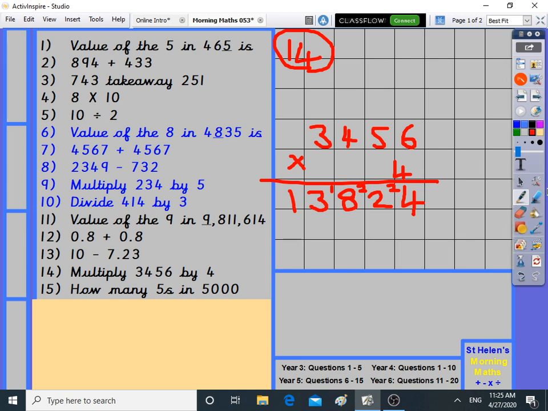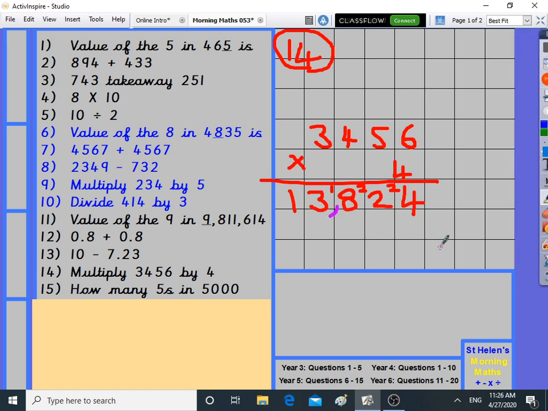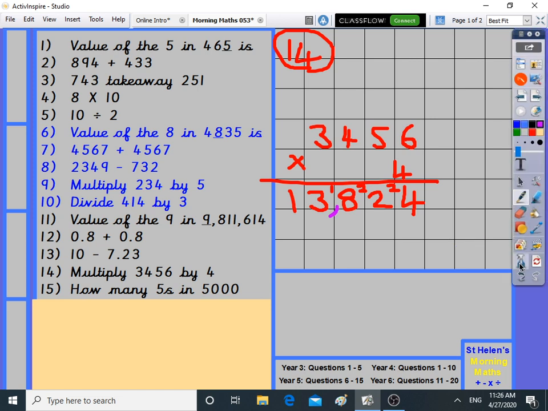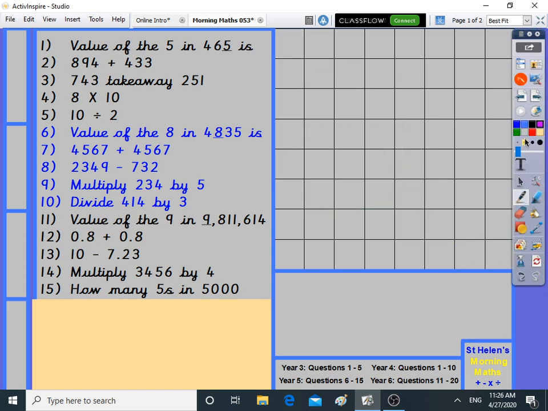Okay, 13,824 is the answer. That's where the comma goes. Make sure it looks like a comma. That's where the comma goes, if you have one. 13,824. And we move on to number 15.